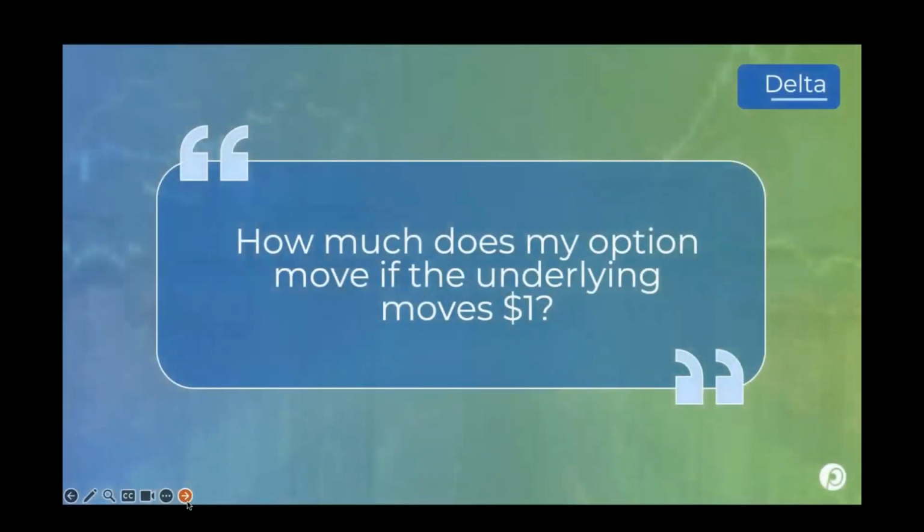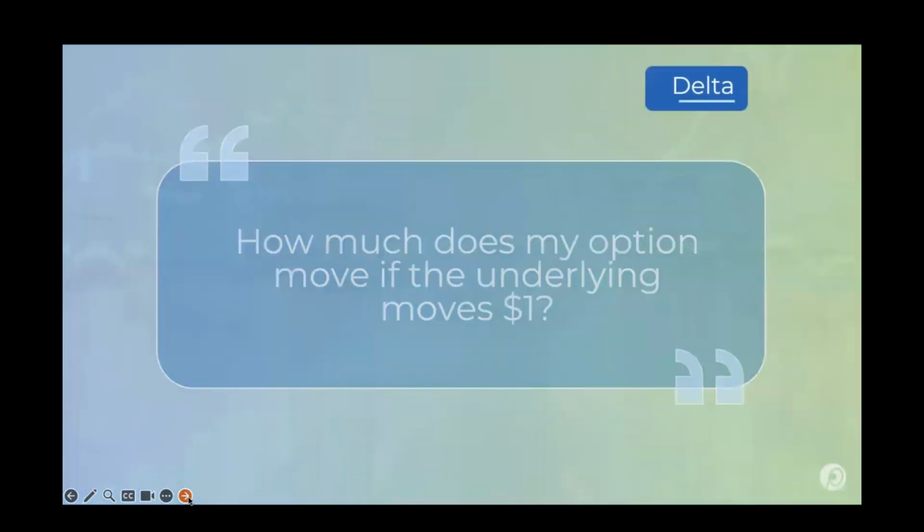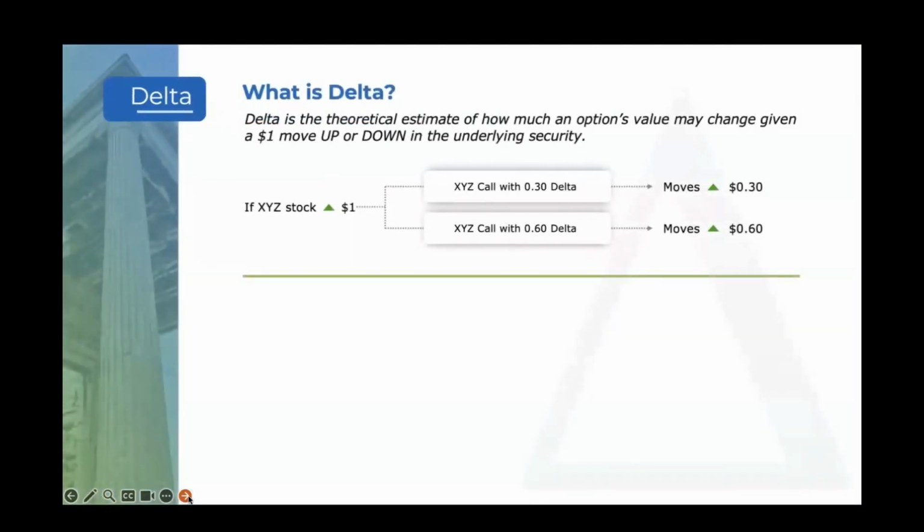So let's start with delta. Delta, by definition, is how much does my option move if the underlying moves $1? That's the question it answers. Definitions are great, but I prefer a practical application, so we'll break that down. So delta is a theoretical estimate of how much the option's value may change given a dollar move up or down in the underlying security.